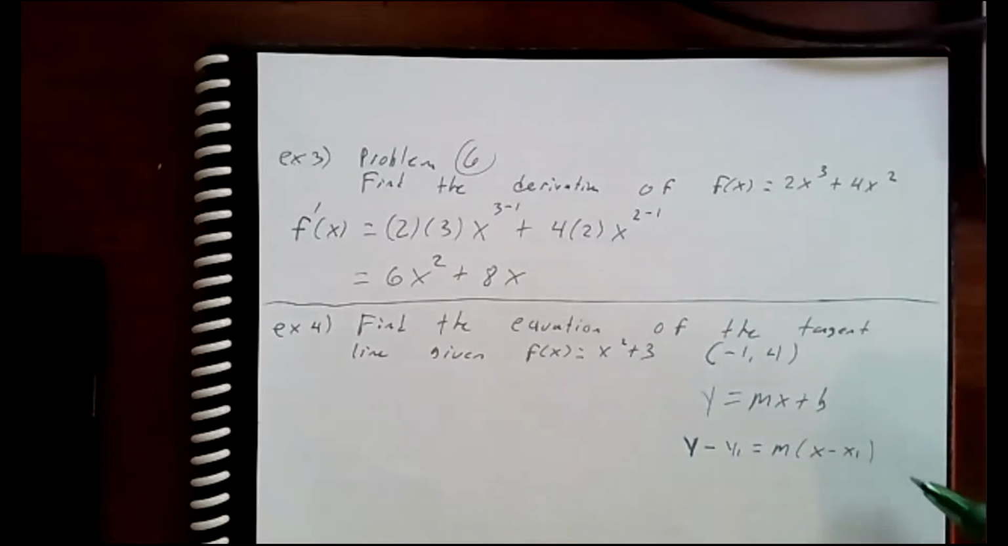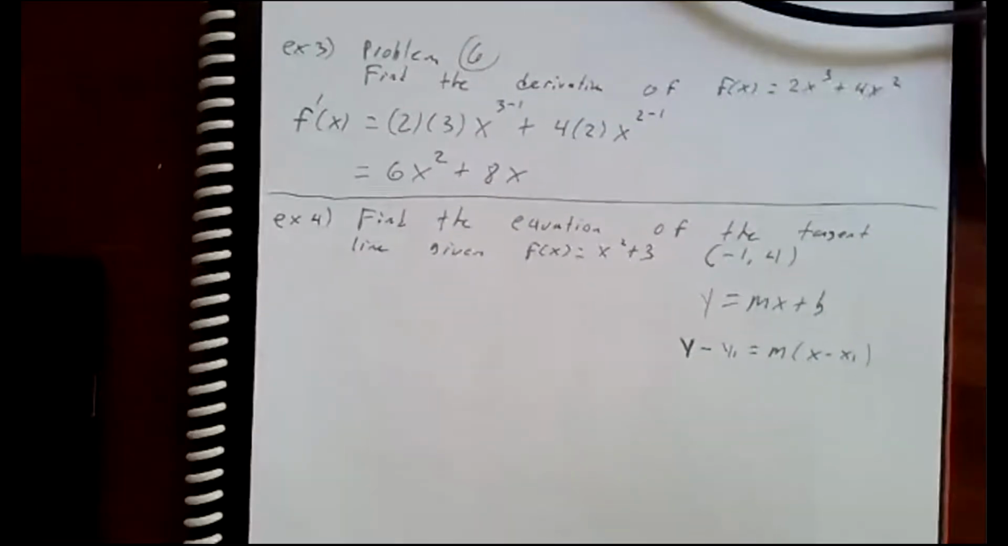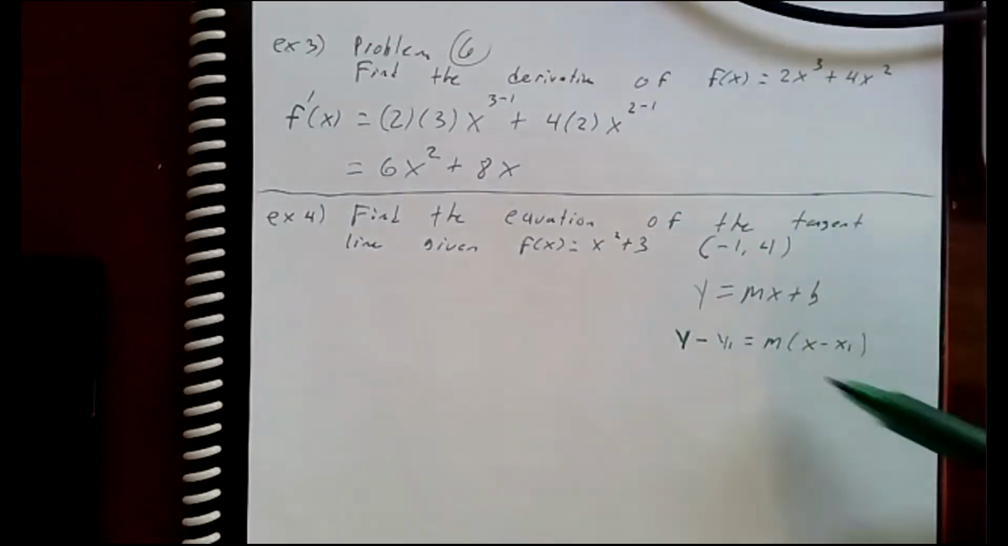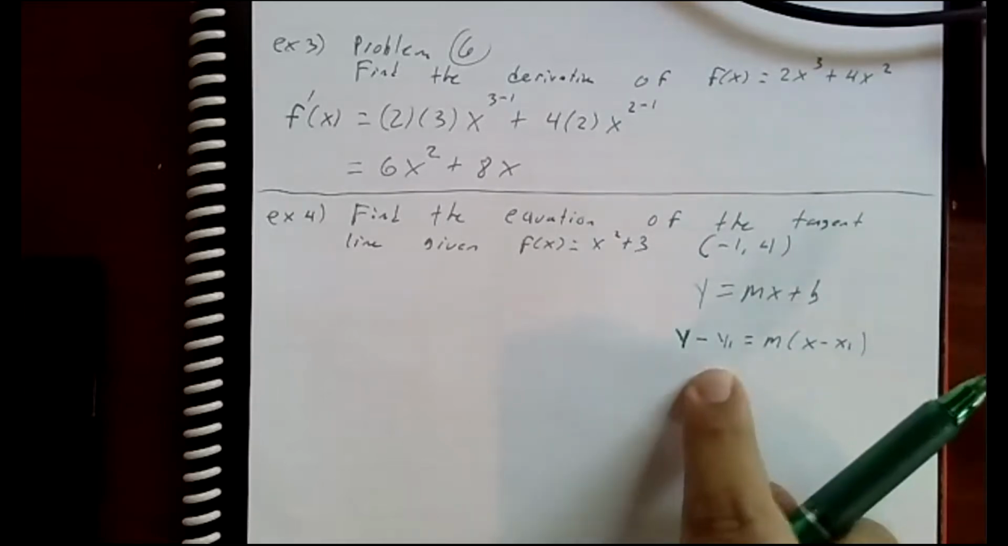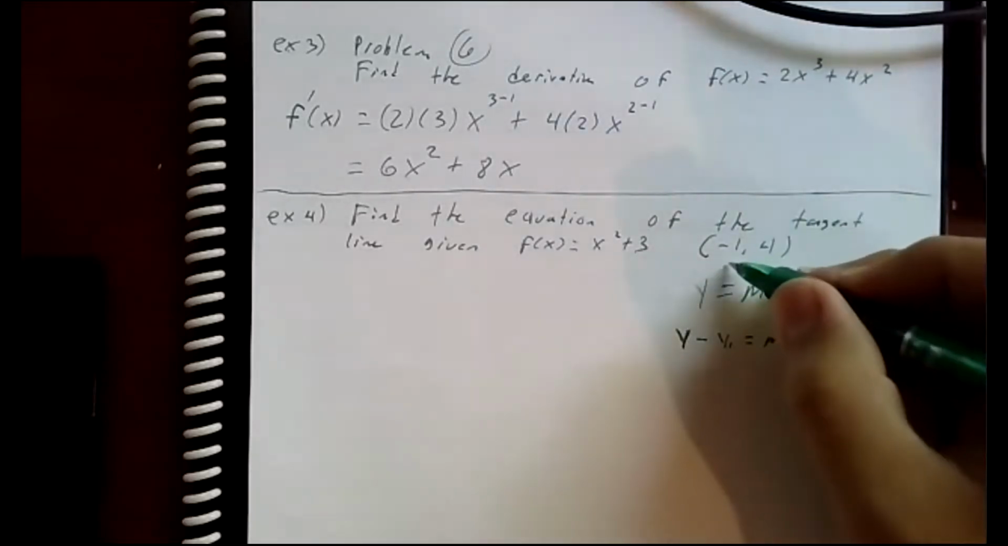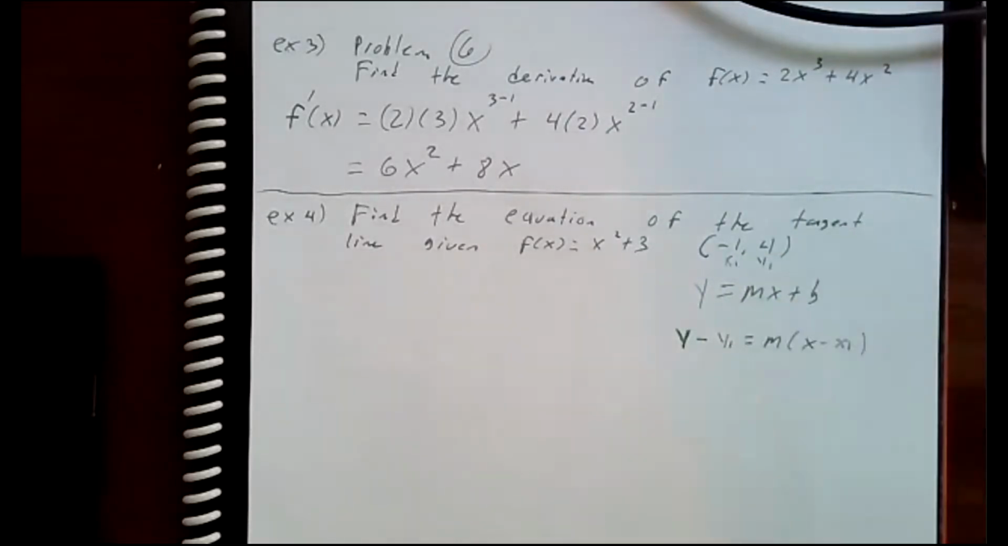So this one, some people prefer this to find equations of lines. You can use this if you want. If you feel a little rusty on finding line equations, this one's easier. If it doesn't matter to you, either is fine. So the only thing is m needs to be found with the derivative. Well, x1 and y1 are given right here, right? This is x1, y1.